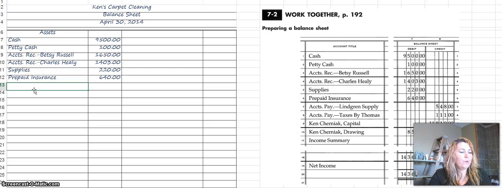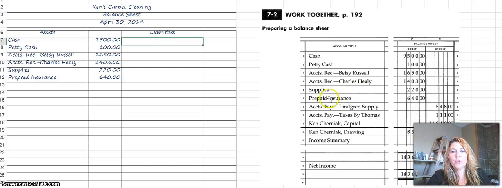The next thing I need to do is total up my assets. But first of all, I want my totals for this side of my balance sheet and my totals for this side of my balance sheet to be on the same line. So I'm not sure exactly how many liabilities and owner's equity I'm going to have over here, so I'm not going to do my totals yet. I'm going to come over to this side and center this. And this is going to be my liability section.